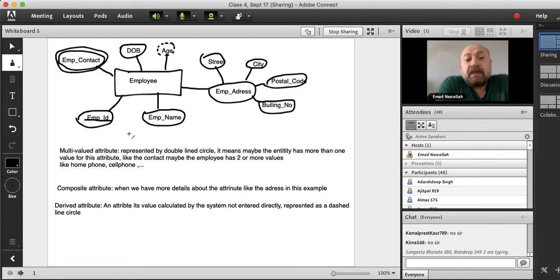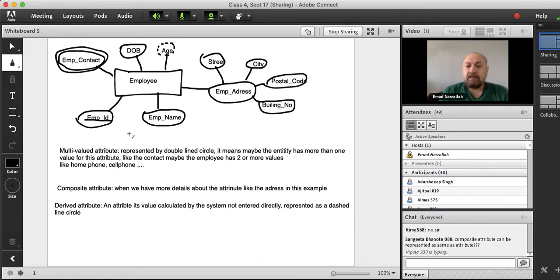Now, suppose the company needs to know about the employee's family. Composite attribute can be represented as same attributes. I don't understand your question.